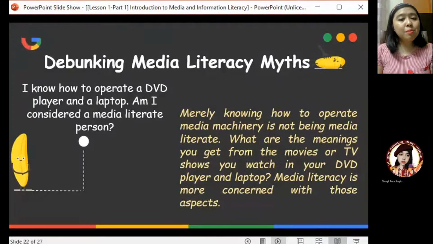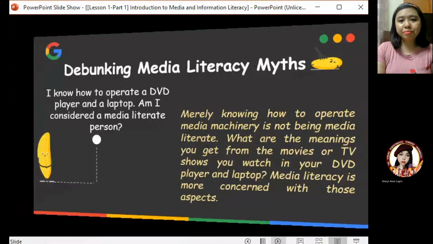So media literacy is more concerned not just with how you operate the gadget, but also with how you understand the content and the other aspects of it. Okay? In case your laptop does not work, do you know how to troubleshoot? Or do you even know the word troubleshooting? Okay, so that would actually let you know whether you're media literate or just a gadget junkie.